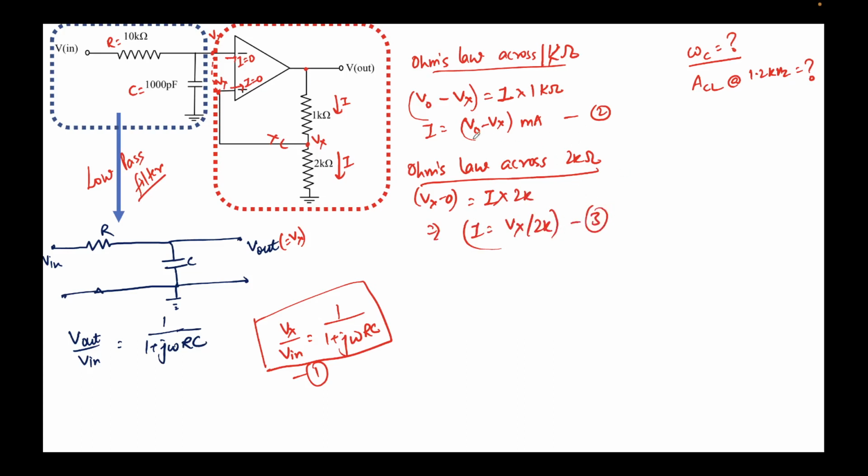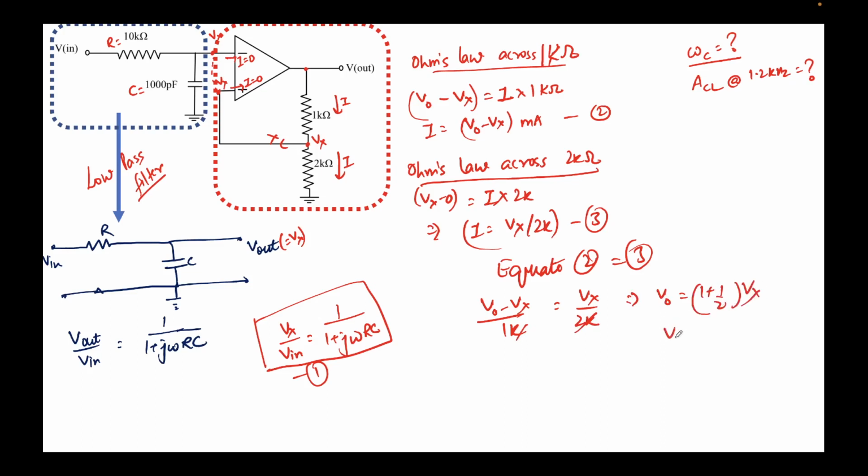Now in 2 and 3, we have obtained the value of current, so I'll simply equate 2 equal to 3. So what I can write is (V naught minus Vx) over 1K is equal to Vx over 2K. K and K get cancelled. So what I get is V naught equal to (1 plus half) Vx, or V naught upon Vx equal to 3 by 2. Let's call this expression number 4.